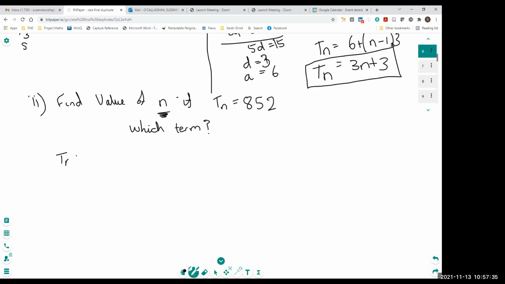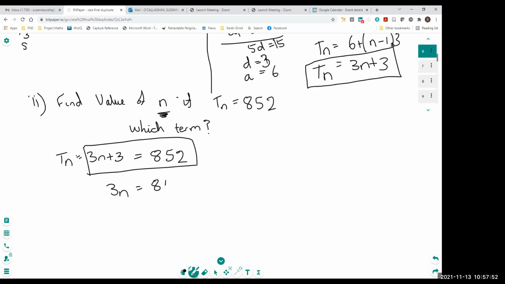We know that Tn is equal to 3n plus 3. They've told us that it's equal to 852. So now we try and solve this equation in one variable. So we have 3n is equal to 849, and n is equal to 283. So the 283rd term has a value of 852.